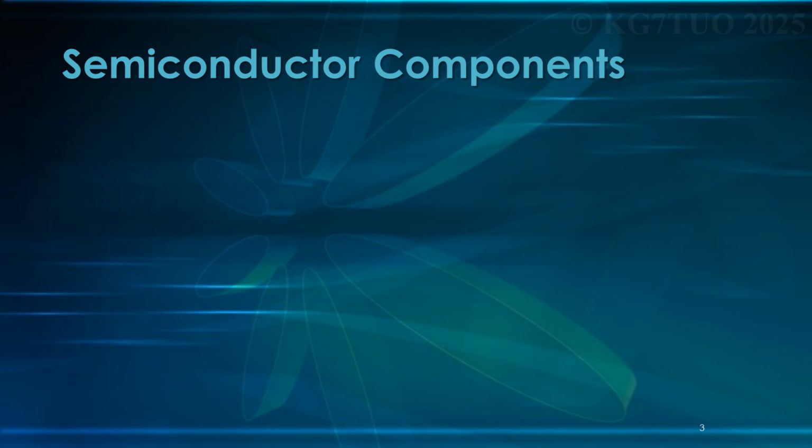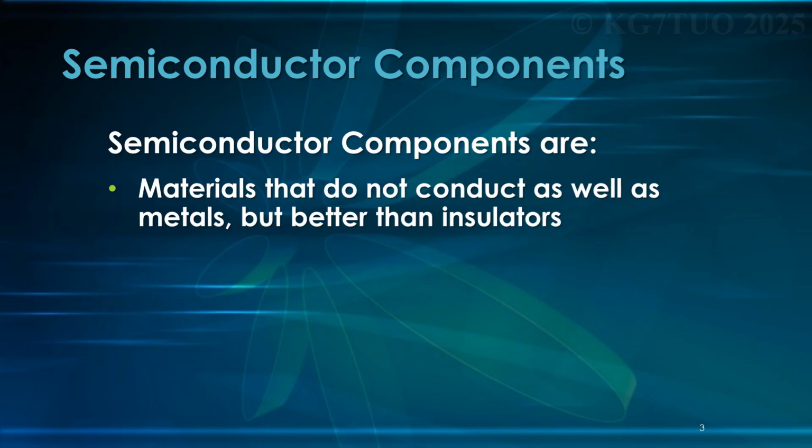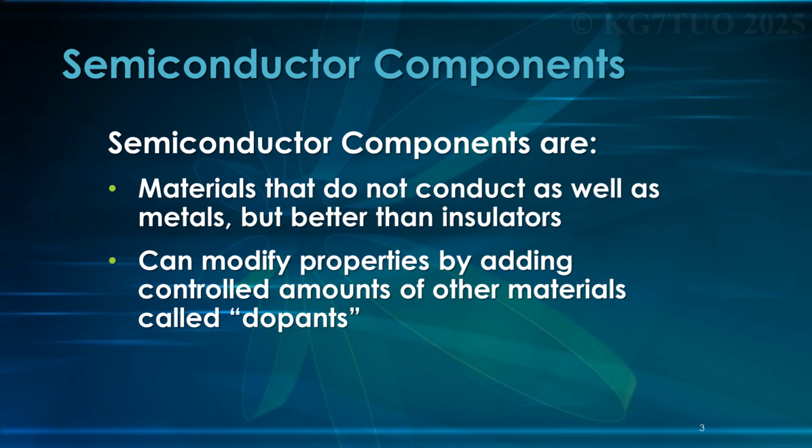Active components, semiconductors. Semiconductor components are materials that do not conduct as well as conductors. Metal is better than insulators. So glass is an insulator, and copper is a really good conductor. And these are in the middle, and they kind of sort of let the power through. And so we can use the properties of these different metals to make semiconductors. They can modify the properties by adding controlled amounts of other materials called dopants.